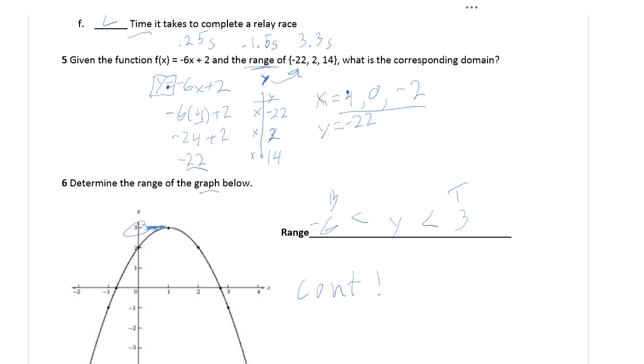Now, I do have filled in circles on the top and the bottom here. That means that I'm going to have to include the equal to sign because both of those are filled in. So there we go. Range done.